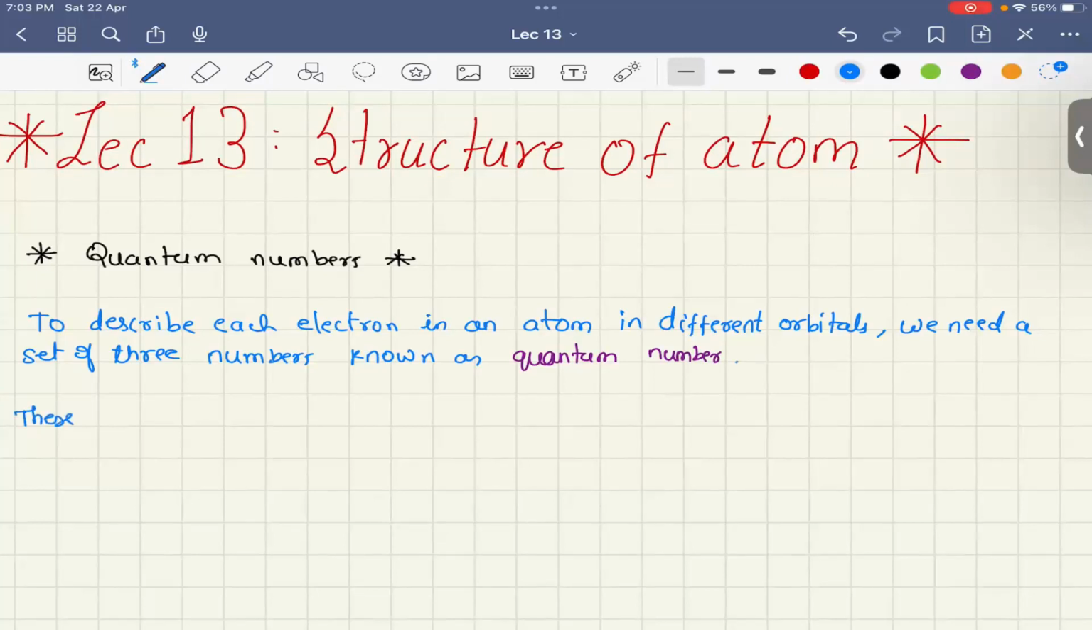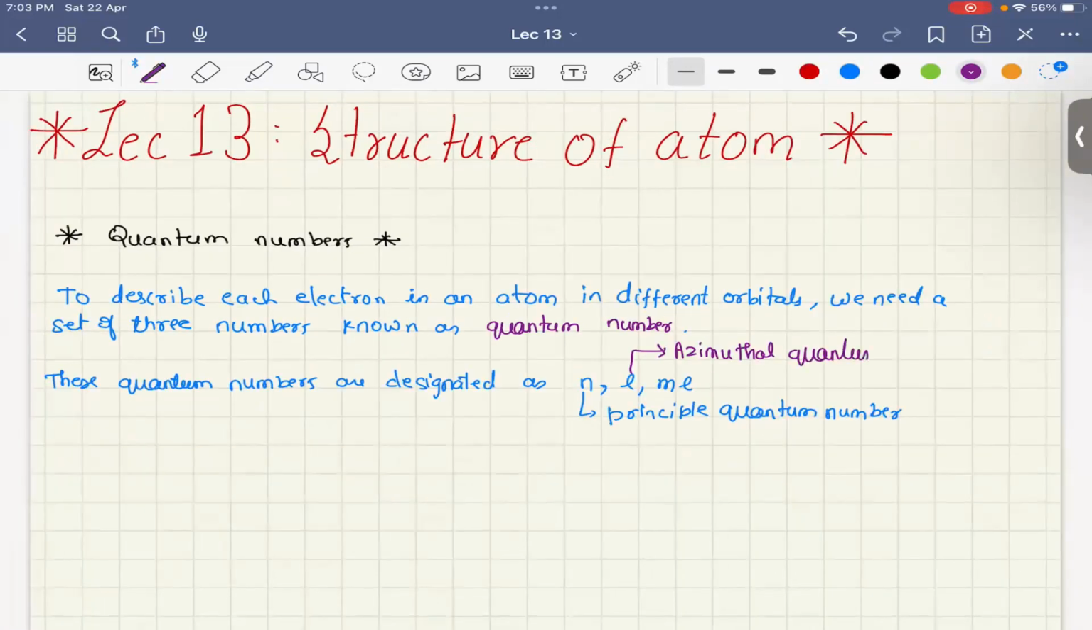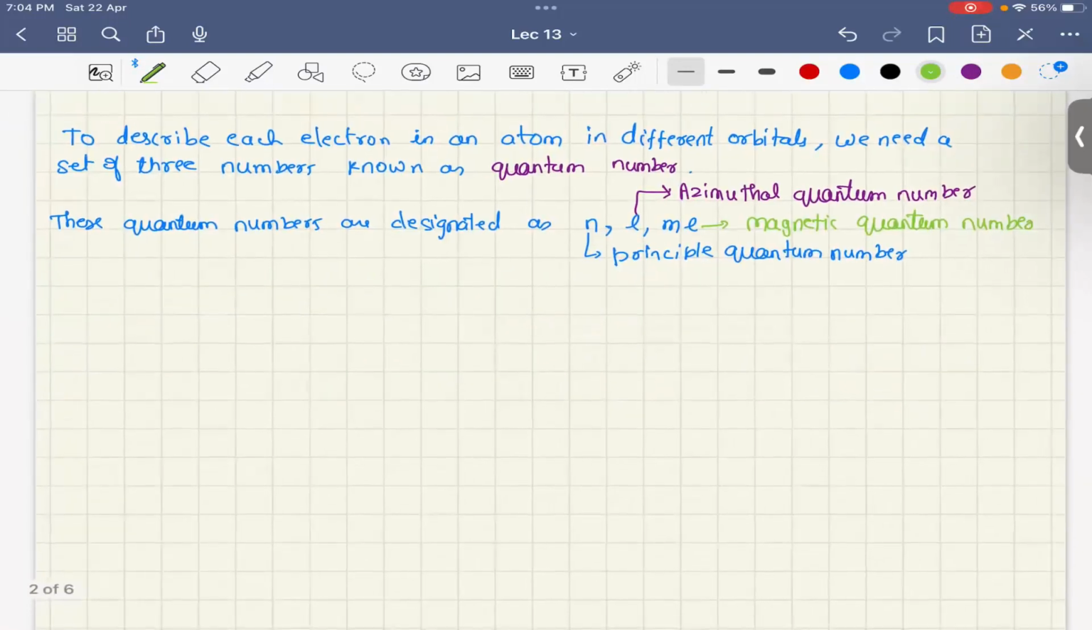These quantum numbers are designated as n, l, and ml. So this is the principal quantum number, this is the azimuthal quantum number, and this is known as the magnetic quantum number. We are going to study all of these in detail.